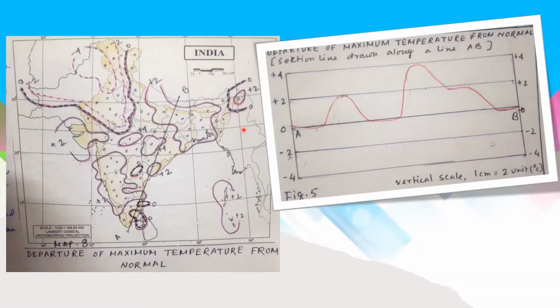This is the temperature map. There are two types of map: departure of maximum temperature from normal and departure of minimum temperature from normal. This is the departure of maximum temperature from normal. Here 0 lines represent the normal temperature. So temperature is normal in these areas, that is Jammu and Kashmir, Himachal Pradesh, Uttarakhand and Uttar Pradesh and some parts of Rajasthan, etc. This is the 0 line, and this northeastern portion, these parts of the states have normal temperature.